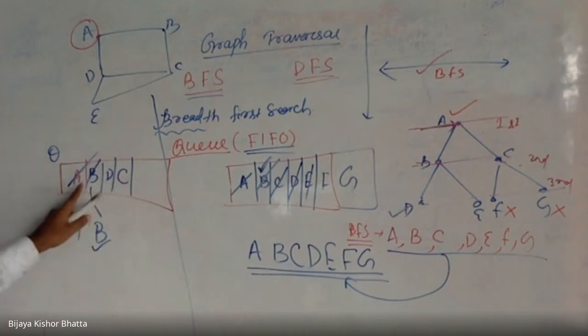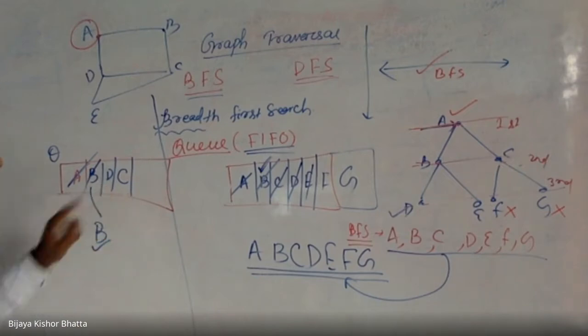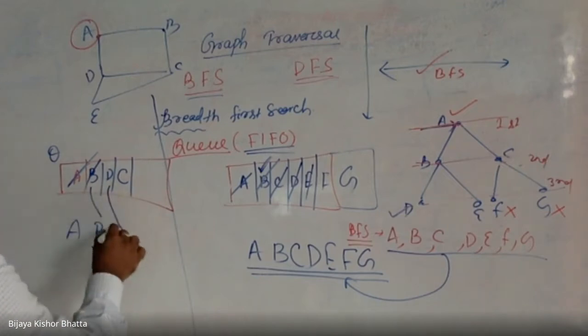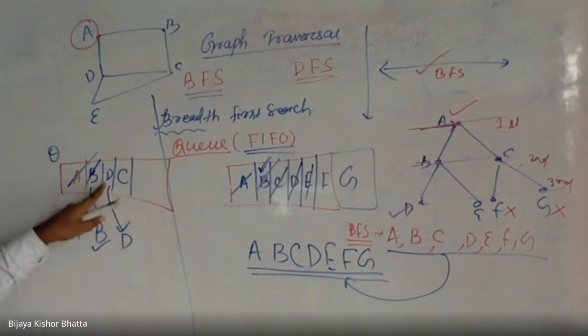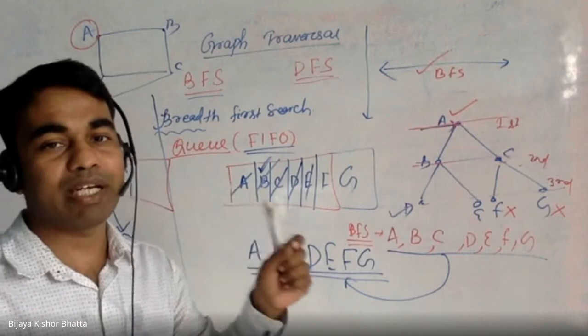Once B is processed, which vertex do you take next? Again the same thing, the D vertex. But before processing D, you must see who all are dependent on D.